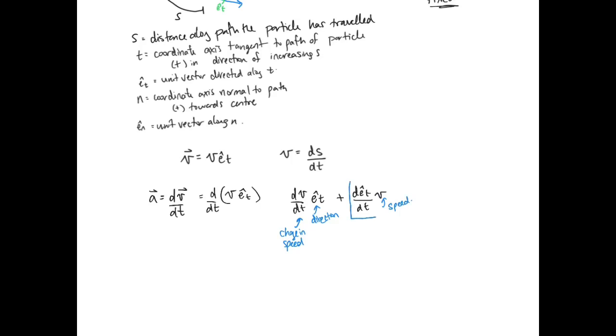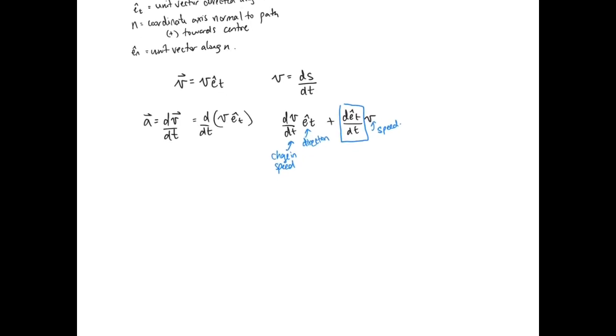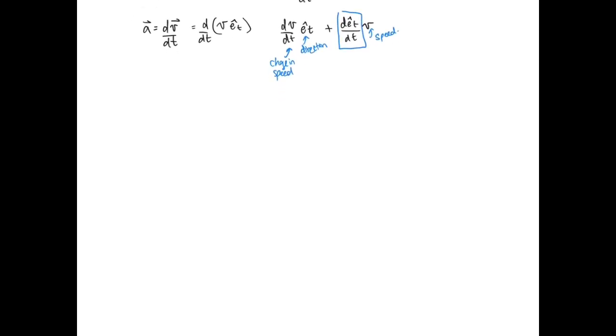But this piece here is a bit of a problem, because when we looked at the xy components, the unit vectors weren't changing because we had a fixed coordinate system. But now our coordinate system is changing as our particle moves, and so the unit vector is actually changing with time. So in order to explain what's actually happening with that unit vector, I'm going to do a small tangent. So I'm just going to move this up. And just a quick review.